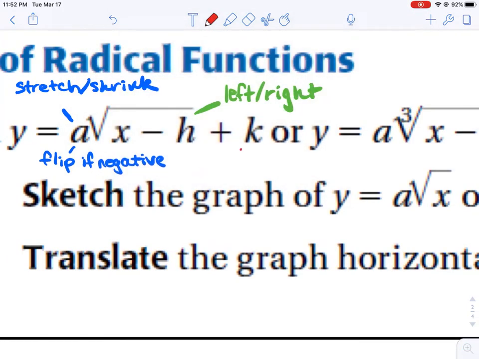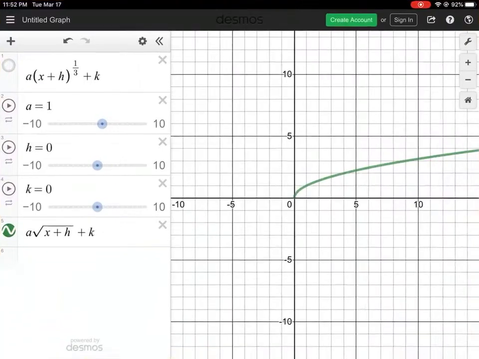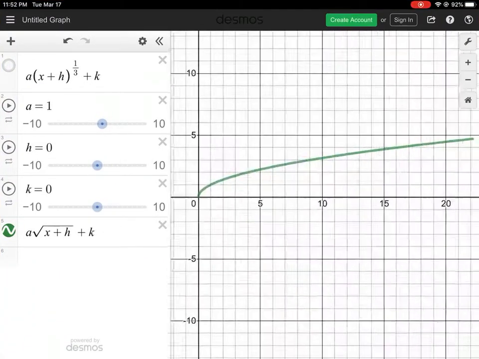And then the last one here is our k, and k is going to move it up or down. And k moves like we think. Remember, it's outside the square root. If you add a number, it should move it up that many. If you subtract a number, it'll move it down that many. I did make a little Desmos thing if we want to see that.